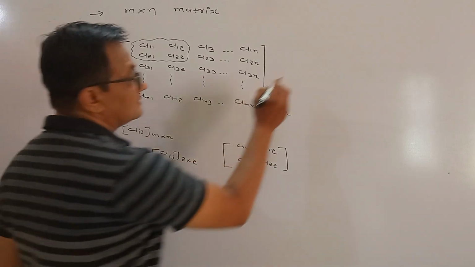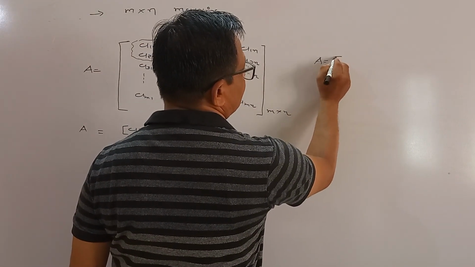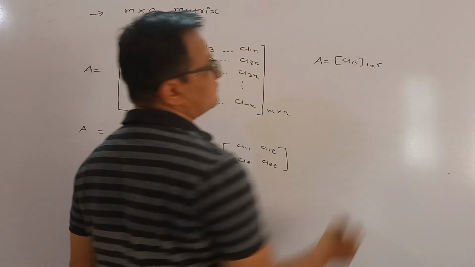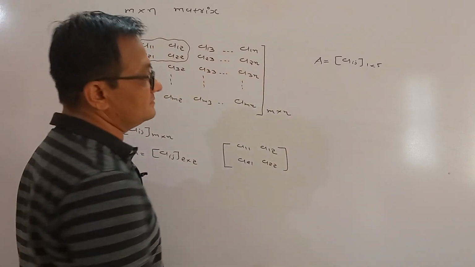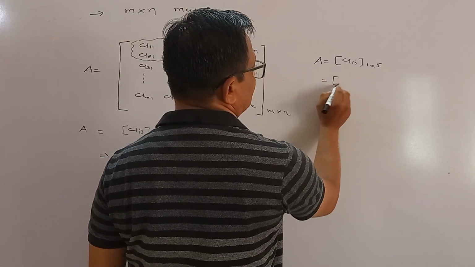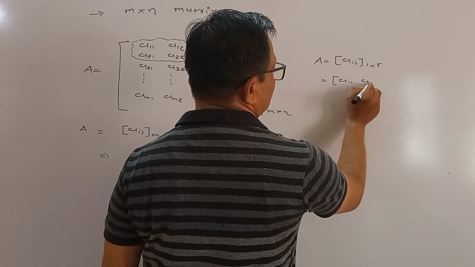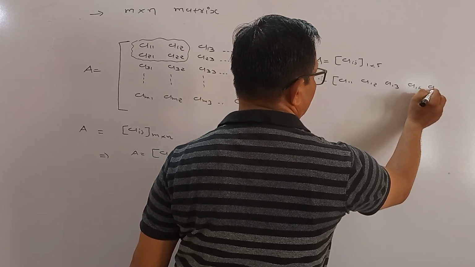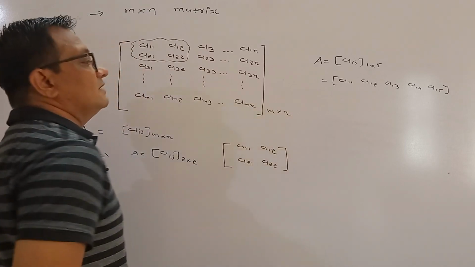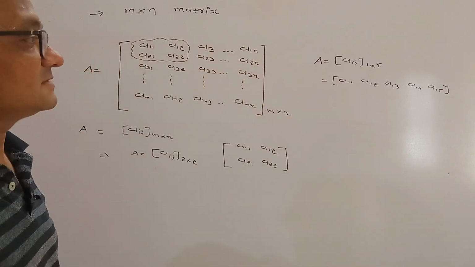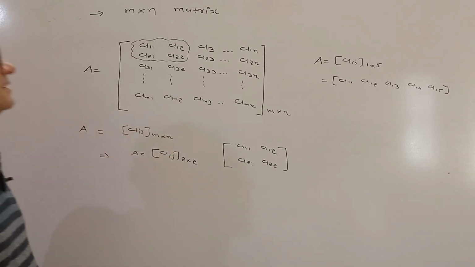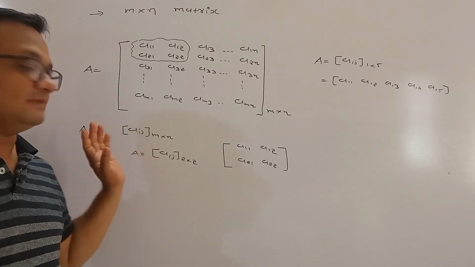And last one. Suppose A is equal to aij of 1 cross 5. 1 cross 5 means 1 row and 5 columns. So a11, a12, a13, a14, a15. So an arrangement of 5 numbers. We can call it a row matrix; later we will see this. So here is an m by n matrix, and symbolically the symbol form is A equal to aij of order m by n. Okay, done.